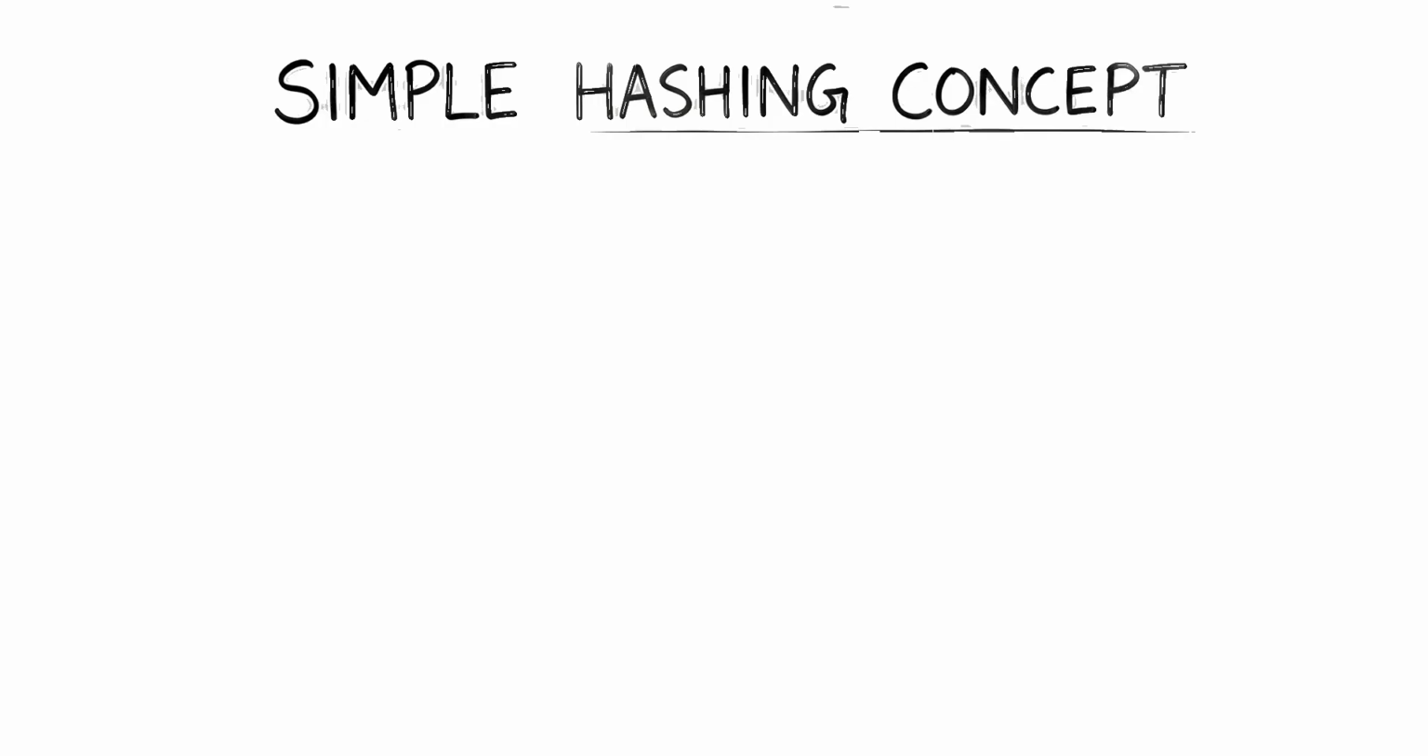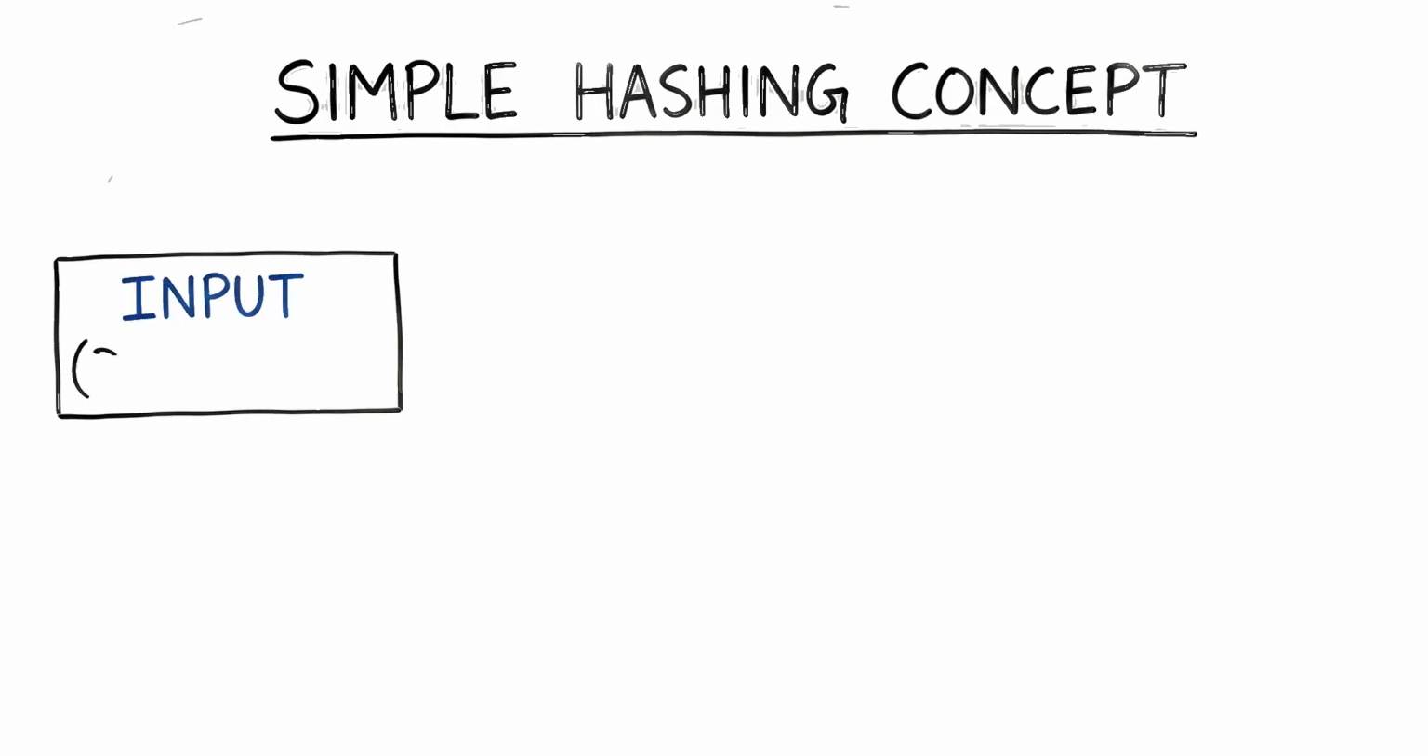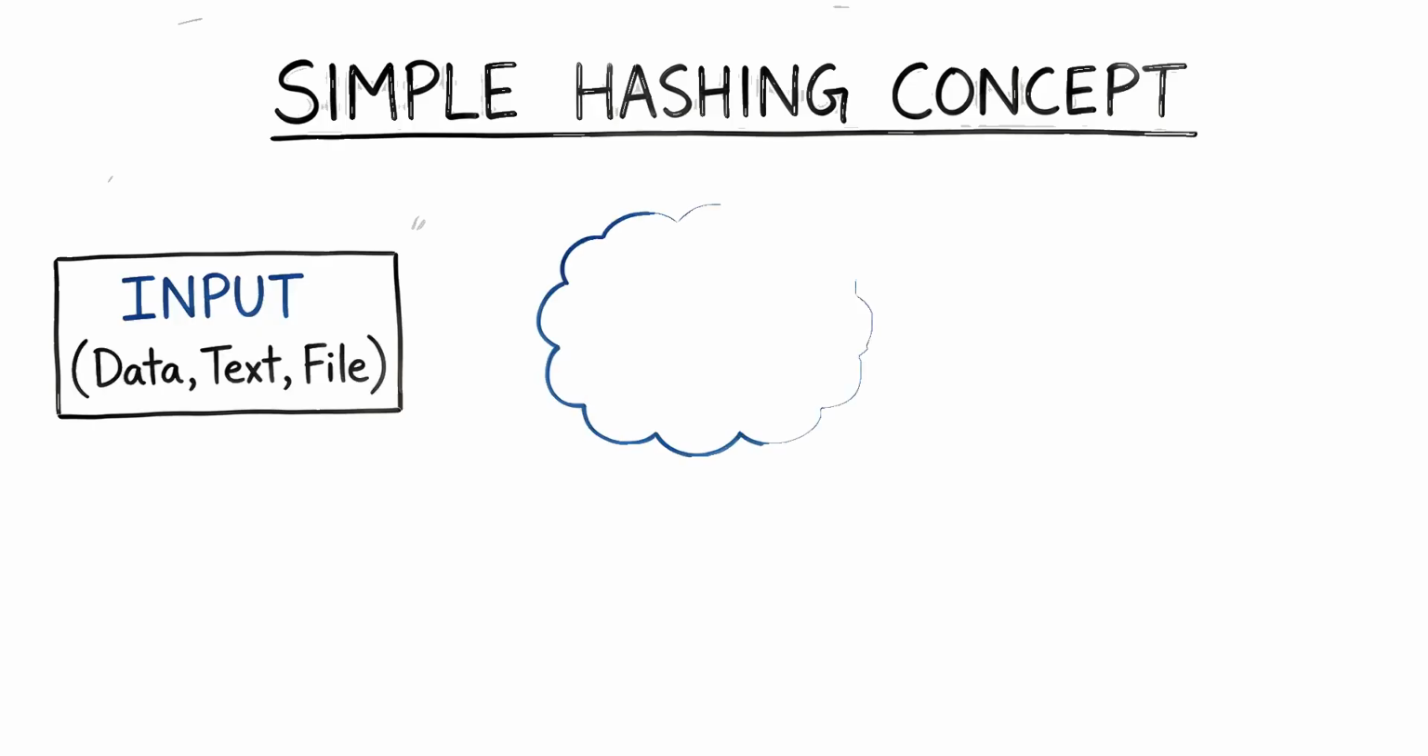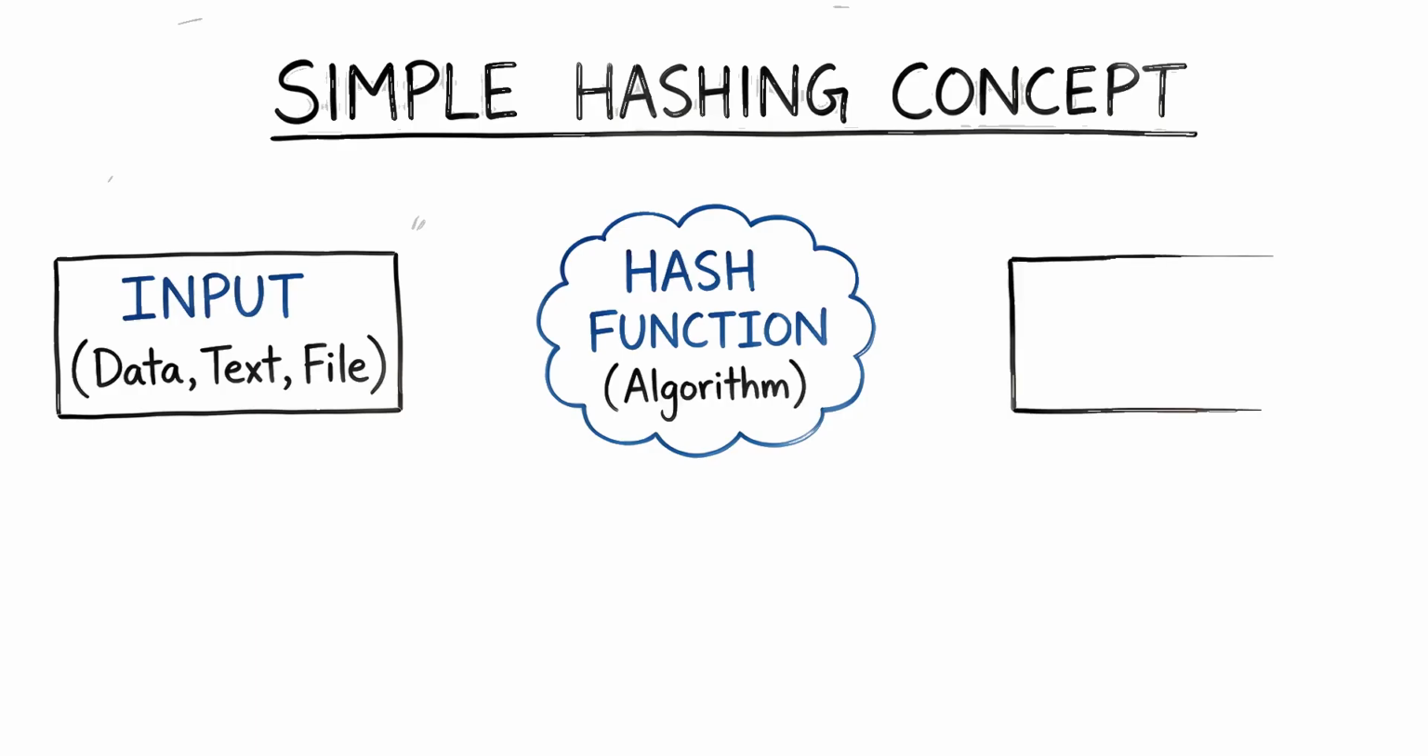Hashing is a fundamental computer science concept that uses a mathematical algorithm called a hash function to map data of arbitrary size, the input, to a fixed size value, the output. This output is known as the hash value, hash code, digest, or simply hash. Core hashing concepts.